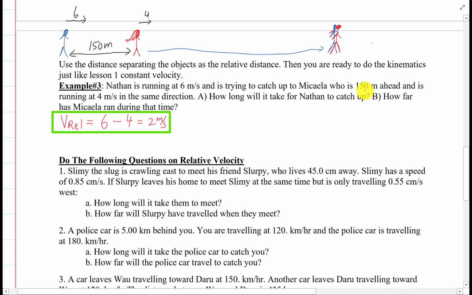Well, we know the distance, 150. That's how far apart they are, the relative distance to start with. And it closes. It gets closer and closer as they run. So the relative starting distance is 150 kilometers. No, meters. Kilometers, that'd be funny.